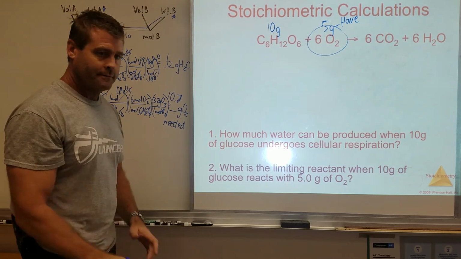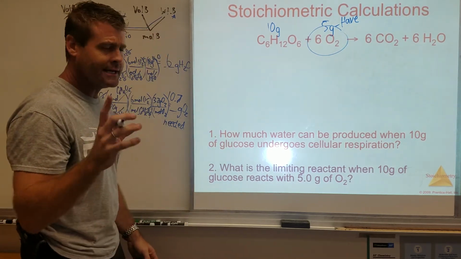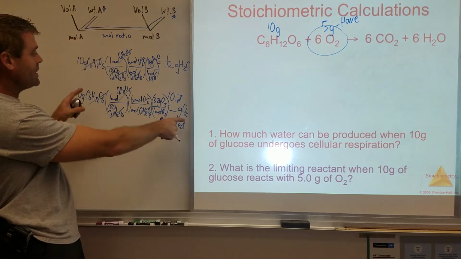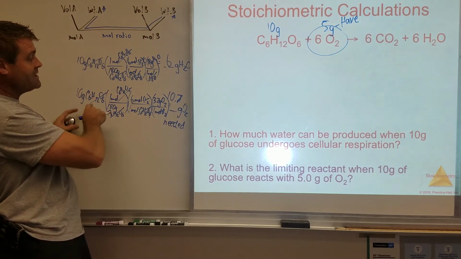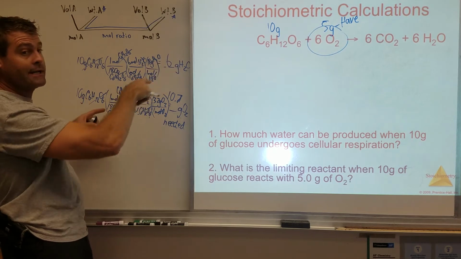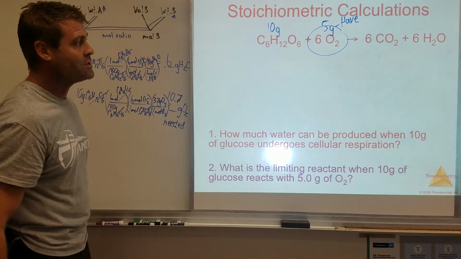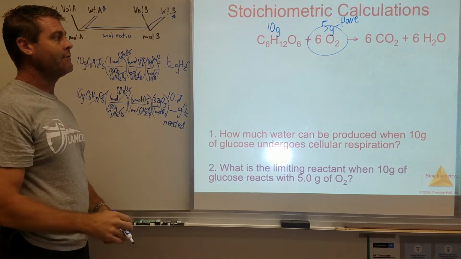So, moving on. Guys, one last concept. Hopefully you guys picked that up. Once again, you could have started with 5 grams of oxygen and figured out how much glucose, and then done the same kind of comparison, and you ultimately come to the same result, that the oxygen is going to run out first.